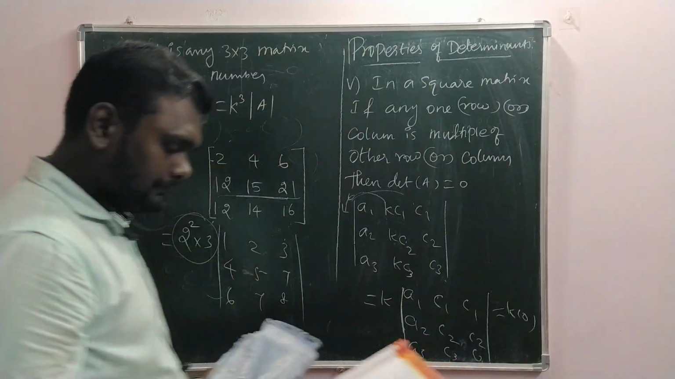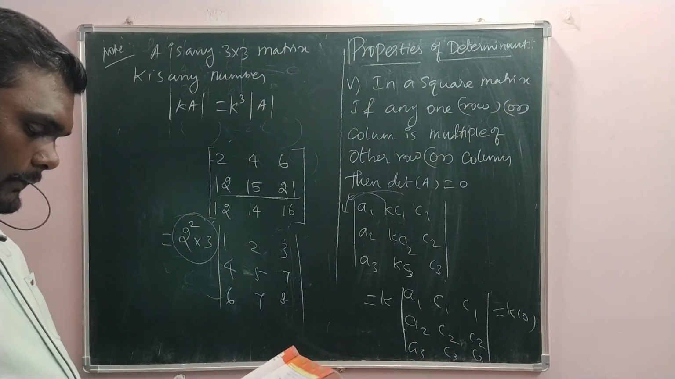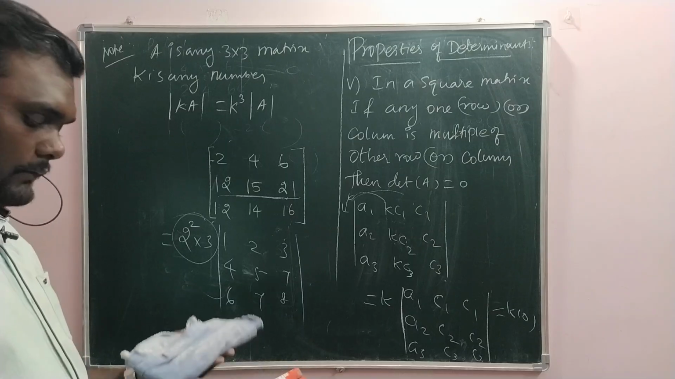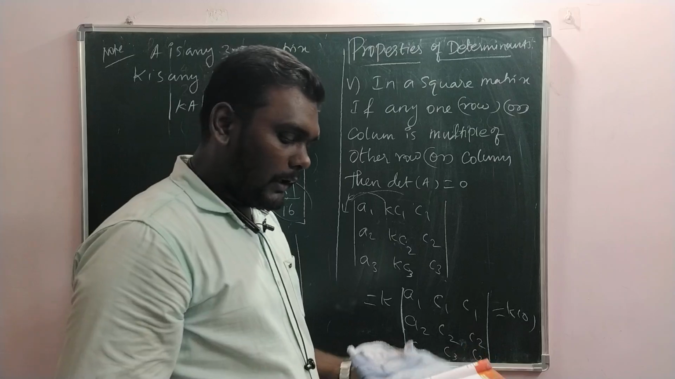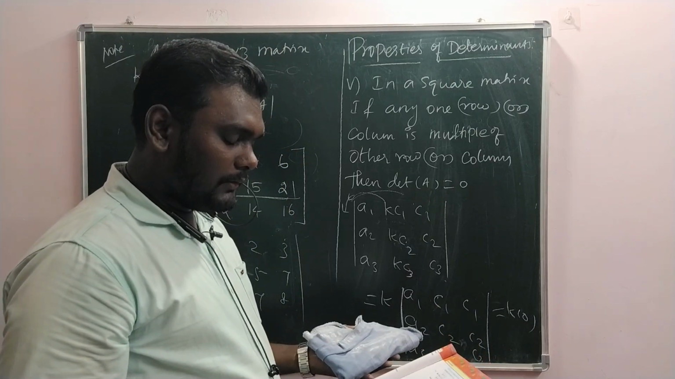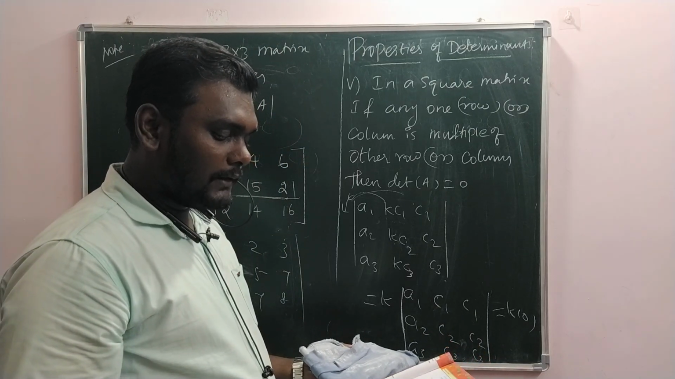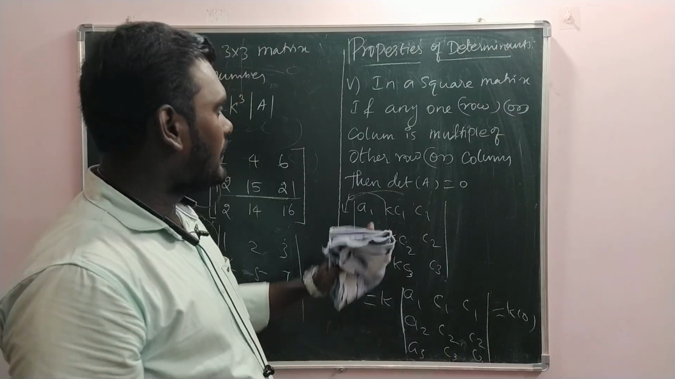And the 7th one. Sorry, this is the 5th one, right? The 6th one we are about to see. If each element in a row or column of a square matrix is a sum of terms, its determinant can be expressed as the sum of the 2 determinants of 2 square matrices of the same order.